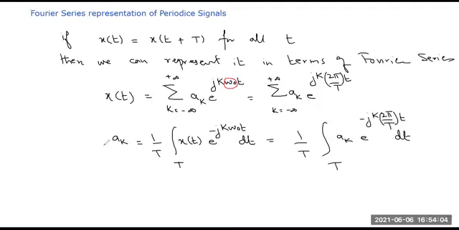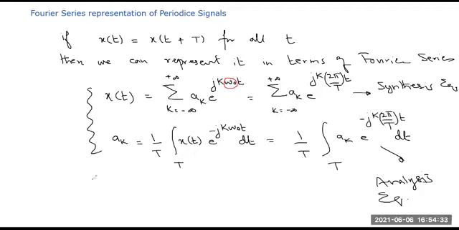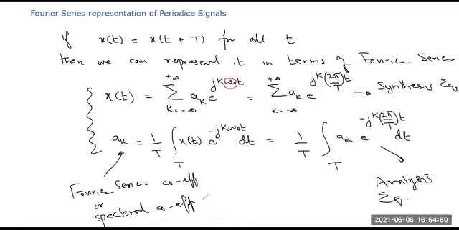So these are two equations that we have covered in our previous lecture. And you also remember that the first equation is known as the synthesis equation, and the second equation is known as the analysis equation. And these coefficients are known as Fourier series coefficients, or we also call them spectral coefficients of x of t. So this idea of representing a given periodic signal x of t in this form was first proposed by Fourier.